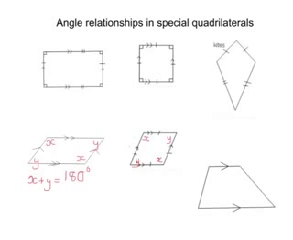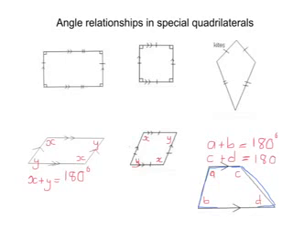The special relationship in a trapezium is that we form a pair of co-interior angles. So here we've got, well, let's call them A and B. So there's one pair of co-interior angles, and here's another pair of co-interior angles. Let's call them C and D. And so we can say A plus B adds to 180 degrees. They're supplementary co-interior angles, and C plus D adds to 180 degrees. They're also supplementary co-interior angles.